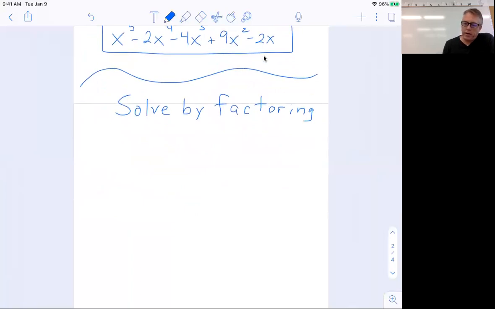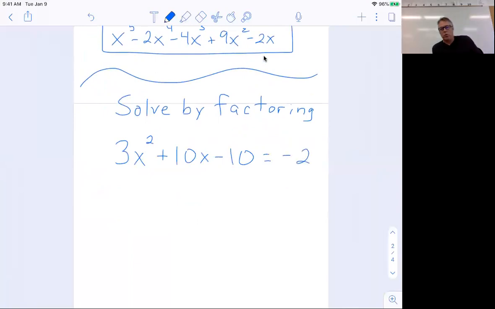So we might have, let's say, 3x squared plus 10x minus 10. So like that second degree trinomial. And let's say that's equal to -2, which is a 0 degree monomial. And we want to solve this for x.